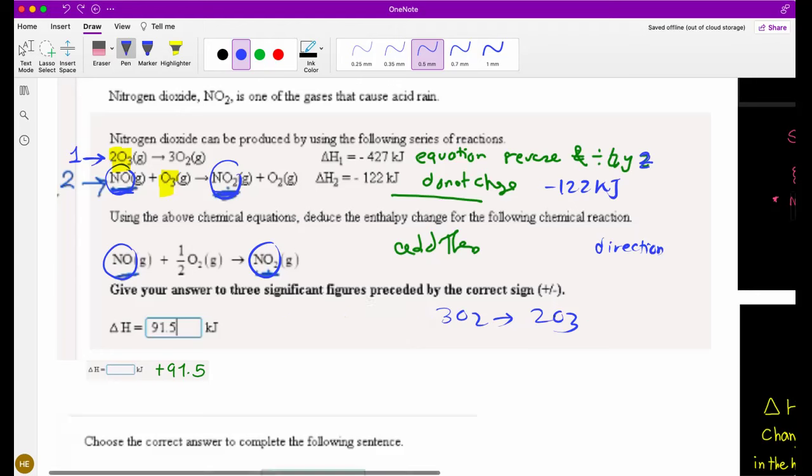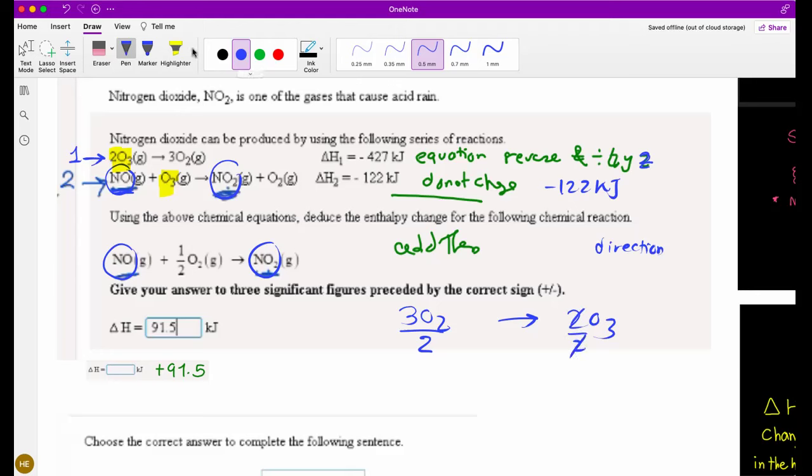So again, let's look at the two equations. The first equation, you have to reverse it and divide it by 2. When you reverse it, the 3O2 in the products goes to the reactants, and then divide by 2. You will see now why. It forms 2O3, and when you divide 2O3 by 2, it becomes O3. Why did you do that? Because in the second equation, there is O3 here. Now these two will be cancelled together, and you don't see O3 in the last equation.